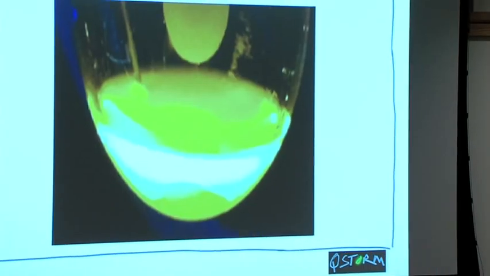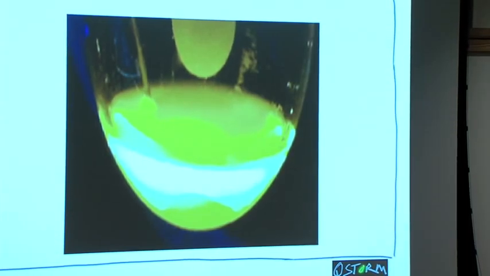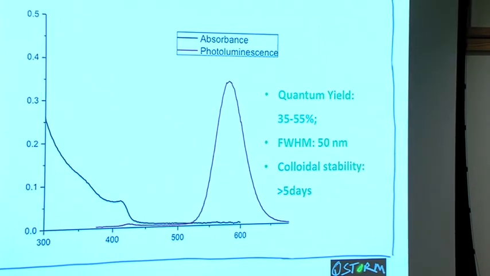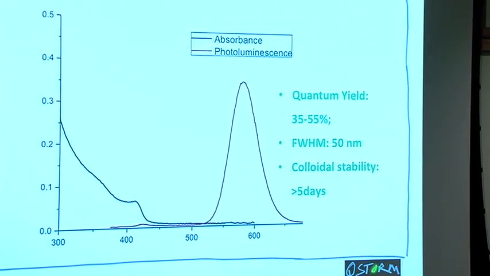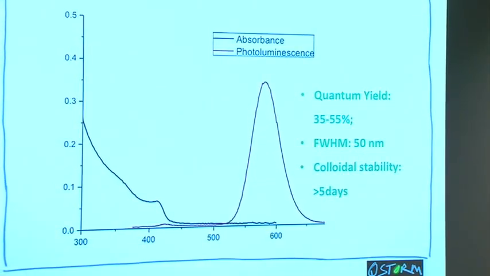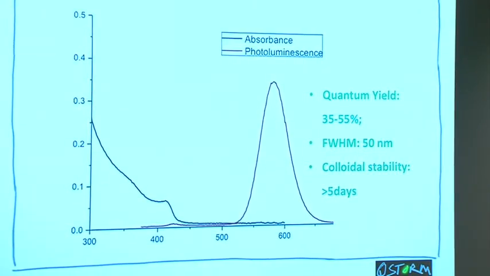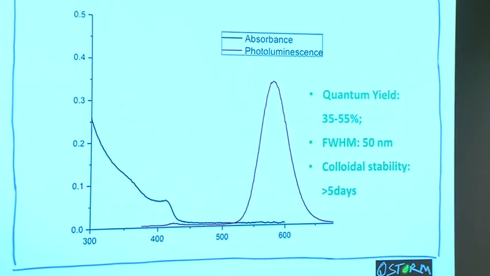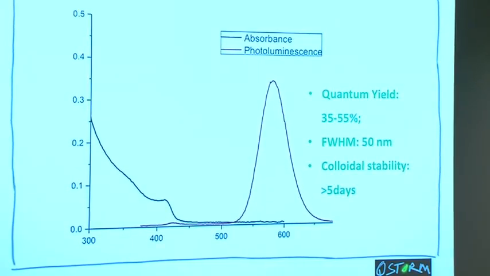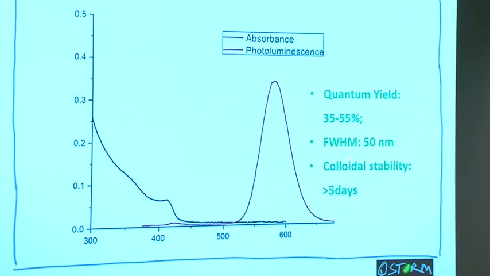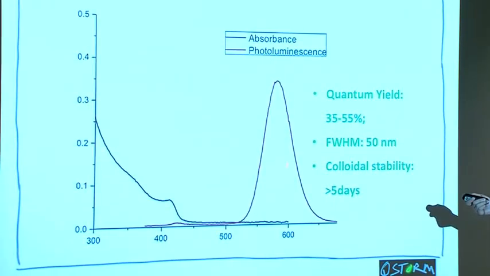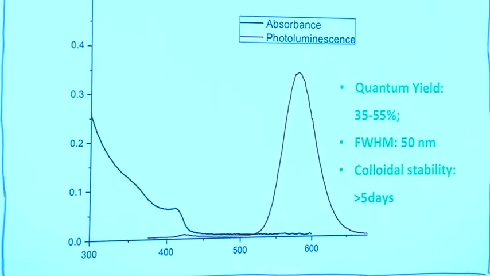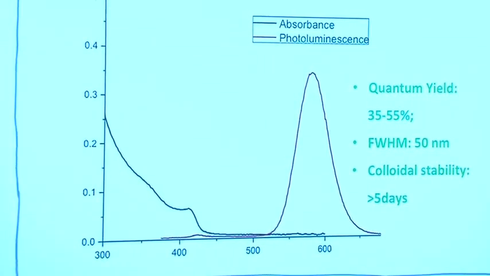And this is how the product looks, just fresh out of the reaction. You can see the fluorescence is in the yellow color range, and it's very bright. And this is how the spectrum looks. The fluorescence is at about 585 nanometer, and the quantum yield is between 35 to 55%, depending on the batch number. This is the full width at half maximum, which is about 50 nanometer. And the solution can be stable for at least 5 days.